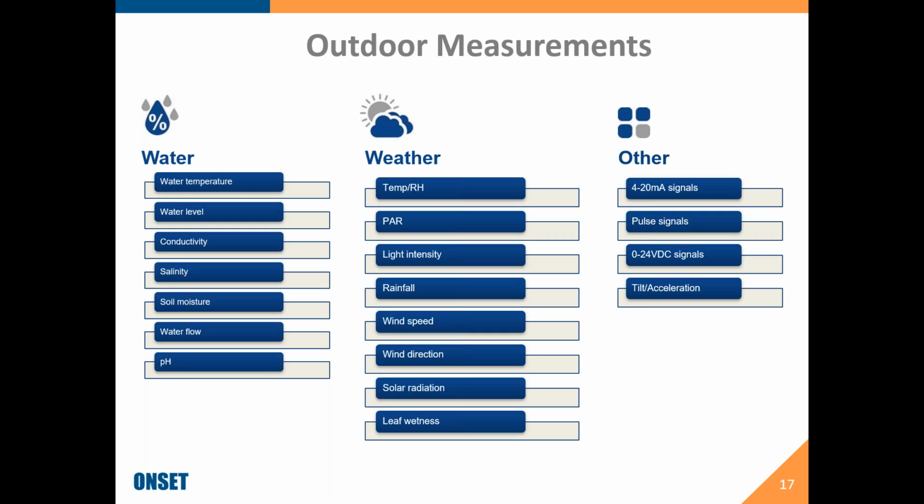Other sensors that can sometimes be added, depending if you have a particular need, our data loggers can accept 4 to 20 milliamp signals, pulse signals, the 0 to 24 volt DC signals, and we have a tilt acceleration data logger used in a variety of applications, one of which is monitoring cow behavior. Just, are they happy?